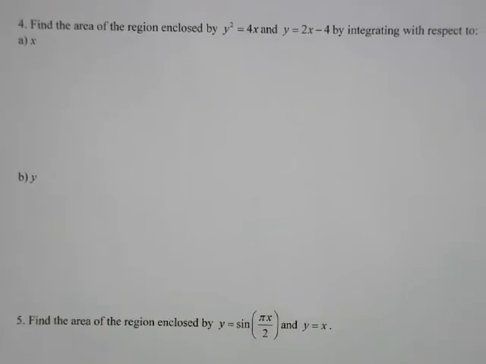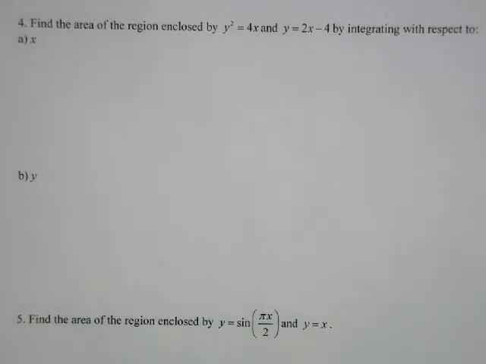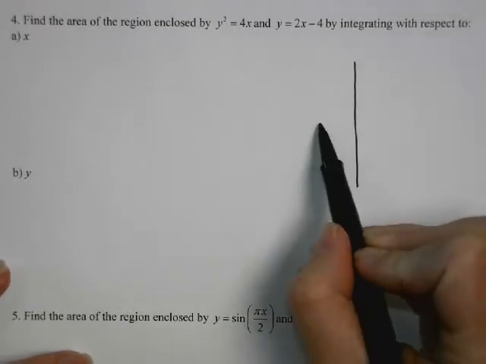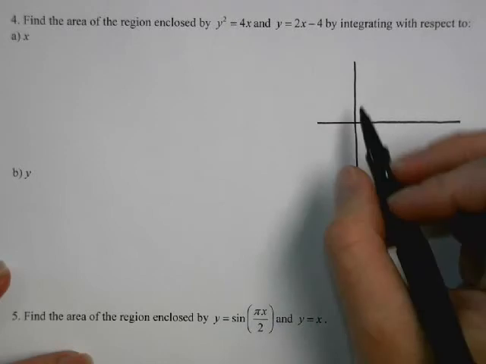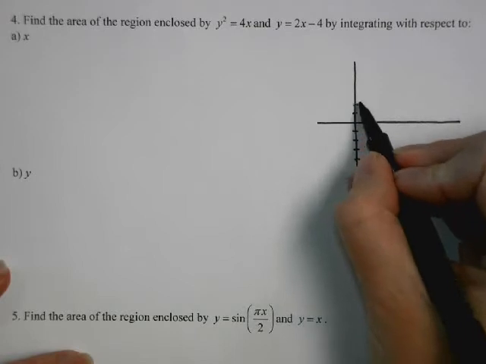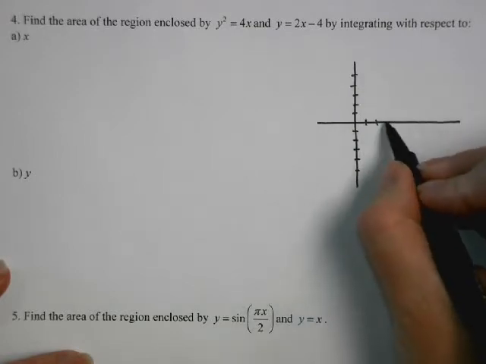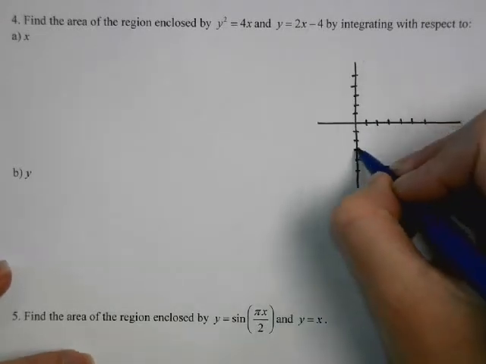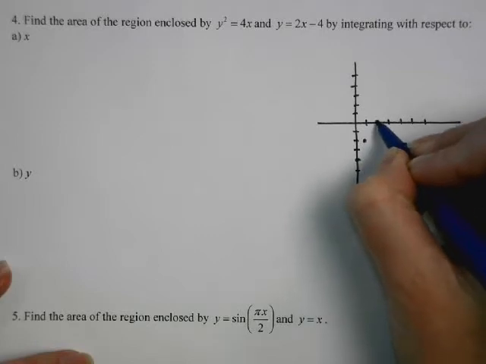Okay, next we're going to find the area of the region enclosed by y squared equals 4x and y equals 2x minus 4. And we're going to do this in two ways. We're going to integrate with respect to x, and we're going to integrate with respect to y. So we'll go ahead and graph this. Okay, so first I'll graph the line because that's easy. So we have the line 2x minus 4.